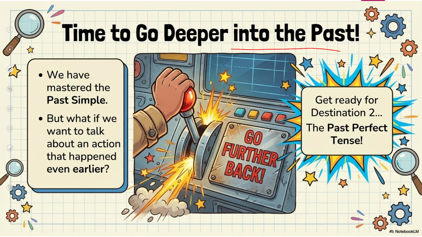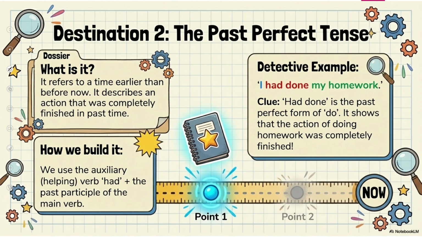Let's talk about past perfect tense. We have learned about past simple, but what if we want to talk about an action that happened even earlier before another past action? Let's see. It refers to a time earlier than before now. It describes an action that was completely finished in the past. How we build it? We use the auxiliary verb which is had plus the past participle of main verb which is third form of verb.